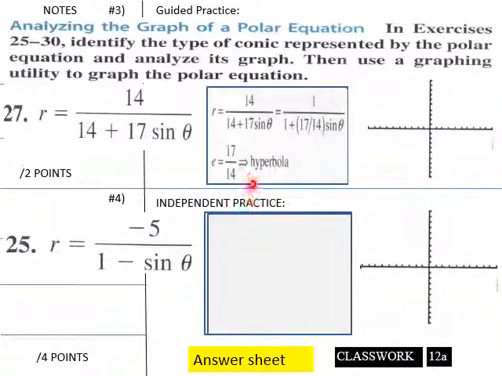We're going to have to divide through. r equals 14 over 14 plus 17 sine theta, which is the same thing, and we're going to divide through by 14 now. And by the way, this is 14, this is 14. That's kind of cool. So when we divide through by 14, we have e equals 17 over 14, which is greater than 1. So we know this is a hyperbola, just by that. Then use a graphing utility to graph the equation. And then here would be the graph of this polar equation. Once we plug that into our calculator, you'll find that this is the way your hyperbola will be.